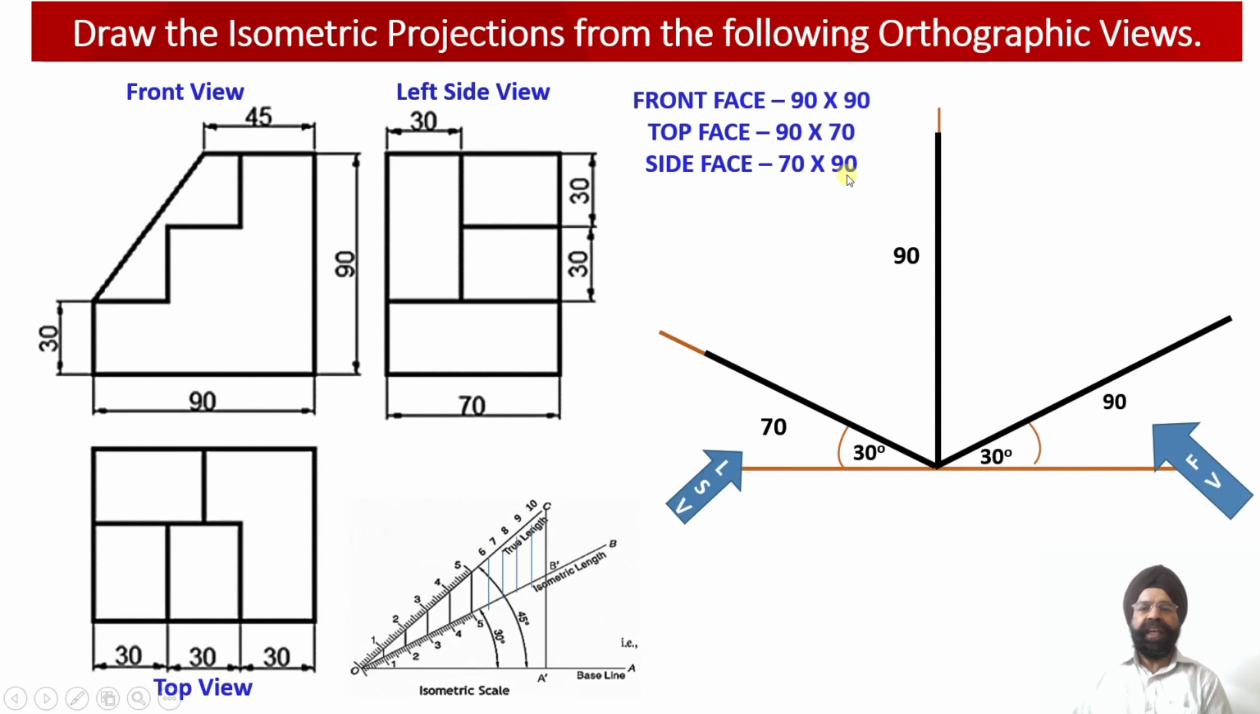Now since in this isometric construction we have been provided with the left side view of the solid, and we have got the dimensions regarding the left hand side view, the left hand side view will be drawn along the XY plane. So this is the x-axis in the isometric projections, this is the z-axis, and this is the y-axis.